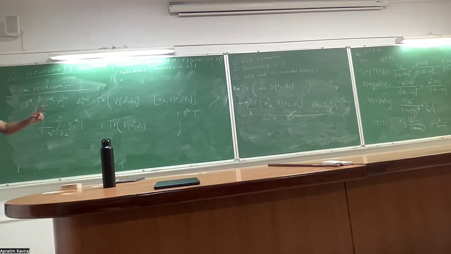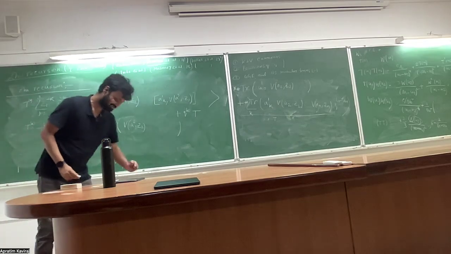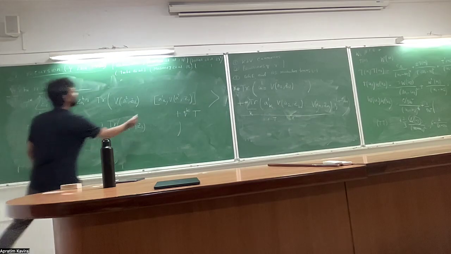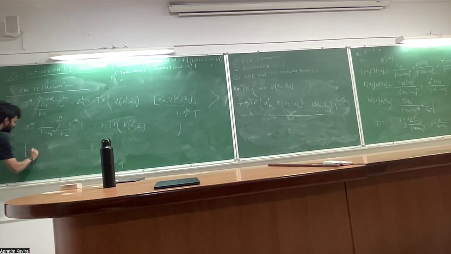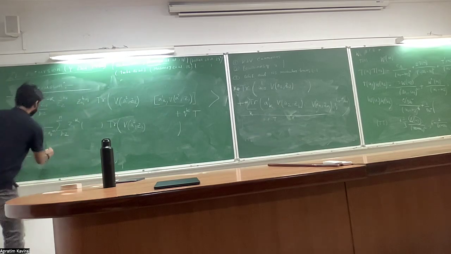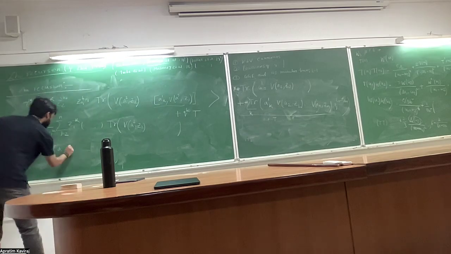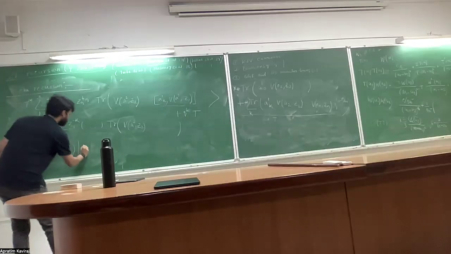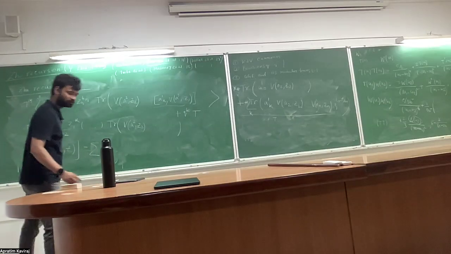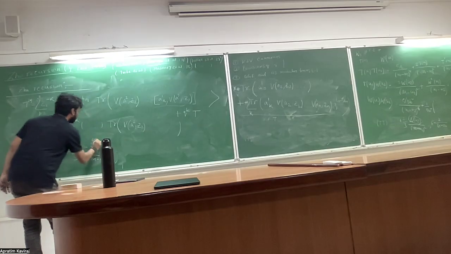Now I'll use an identity without proving it, because of time. So I'll write this commutator between some random field. This is a sum over n's to infinity.